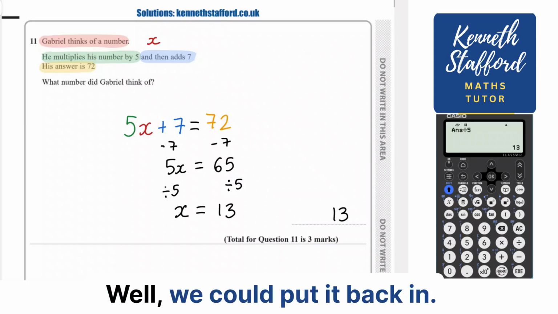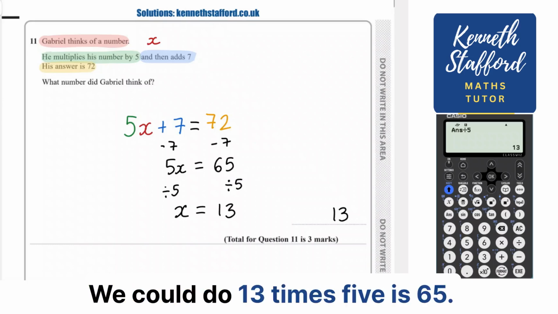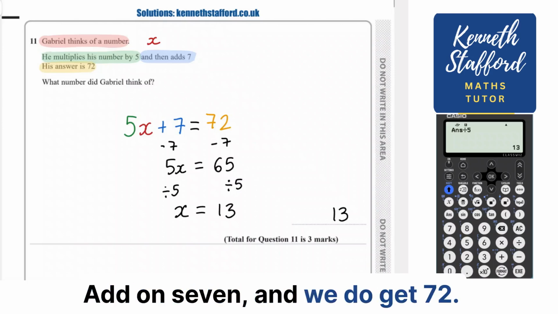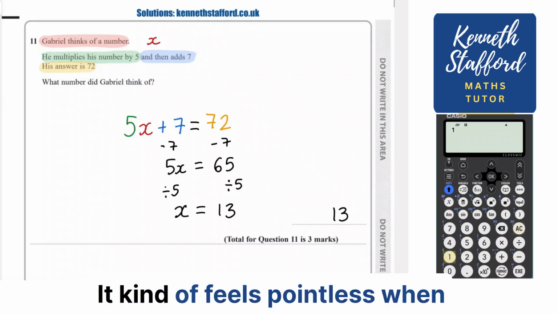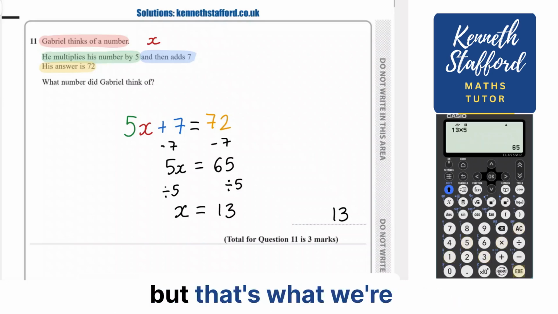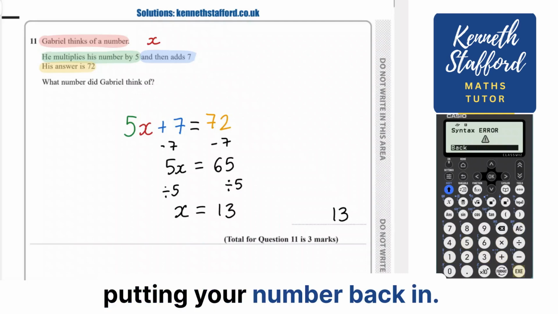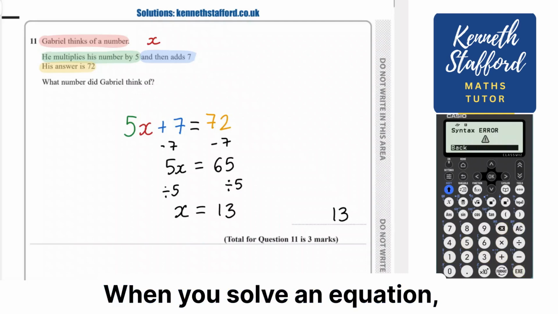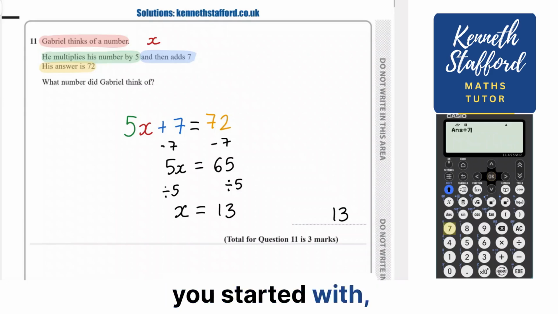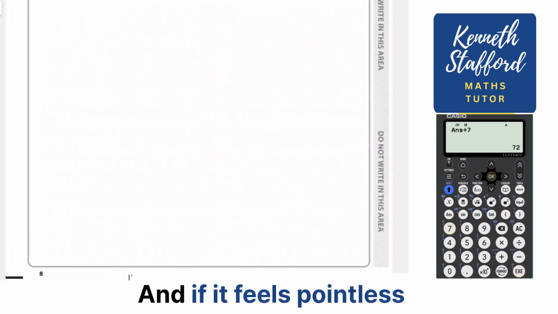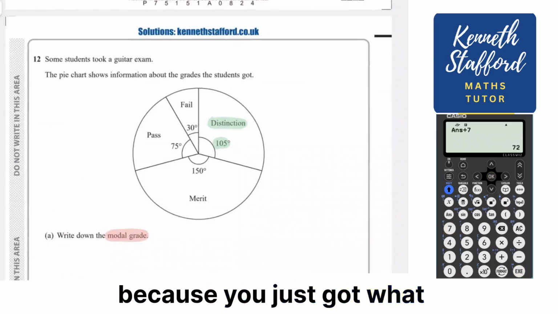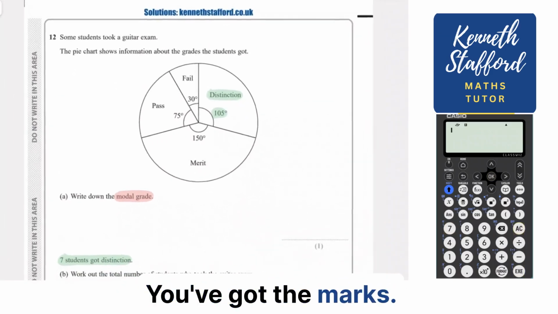How could we check this? Well, we could put it back in. We could do 13 times 5 is 65. Add on 7, and we do get 72. It kind of feels pointless when you've got the right answer, but that's what we're looking for. Putting your number back in when you solve an equation. If you just get what you started with, then you know you've done it right. And if it feels pointless because you just got what you worked out, well, that's a good thing. You've got the marks.